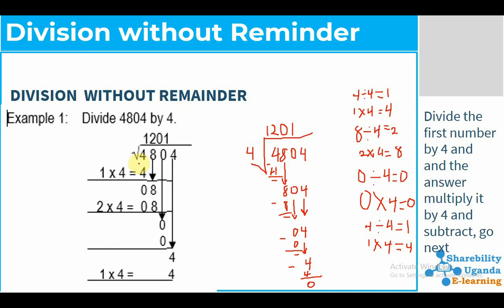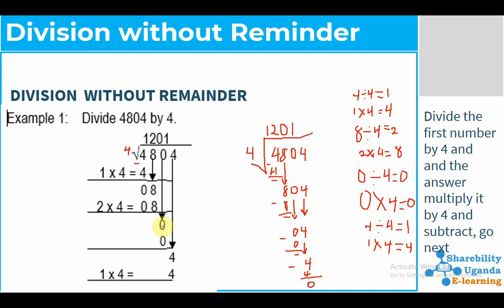When you subtract, you get a what? A 0. They brought a 8. Okay, 8 divided by 4. 8 divided by 4, you get a what? You get a 2. When you say 2 times 4, we get what? We get 8. The 8 minus 8, we get a 0. That is eliminated. They brought a 0 here.